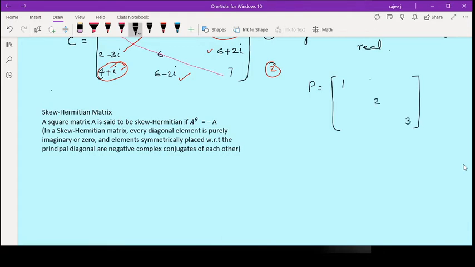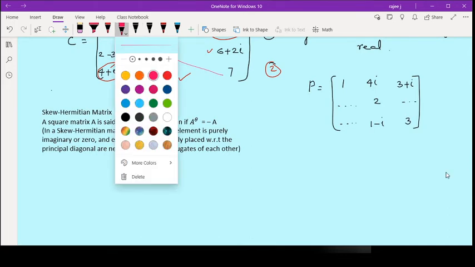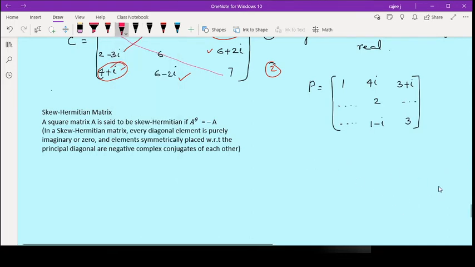Now here I write 4i. Here I don't know. This is 3 plus i I am writing here. Here I don't know. Here 1 minus i I am writing here. Here I don't know. So you fill it and tell me the answer. What will come? Minus 4i. So here in place, here it is 4i.